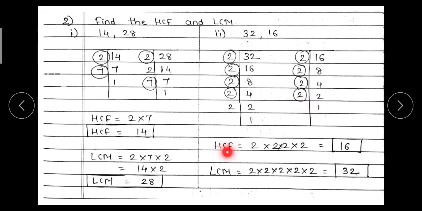Now HCF, common factors. 2 is common, again 2 is common, again 2 is common, again 2 is common. So 4 times 2. So 2 2s are 4, 4 2s are 8, 8 2s are 16. The HCF is 16.